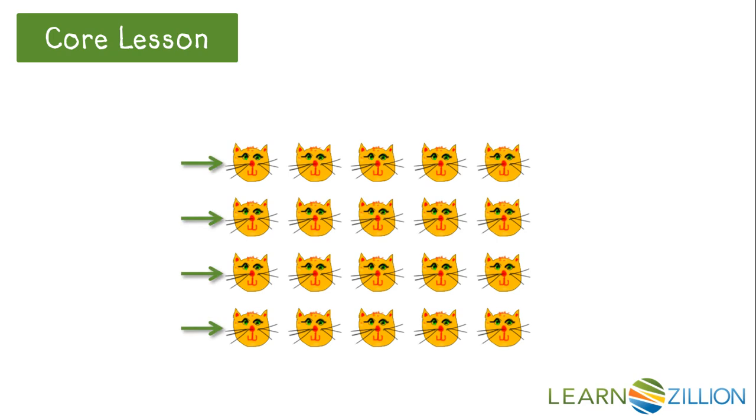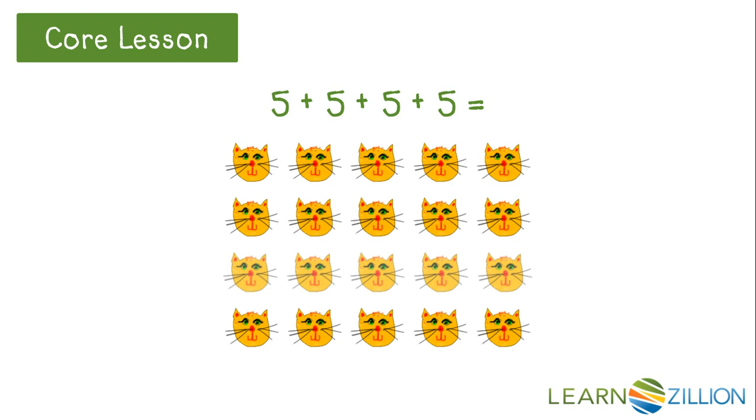We could also count by our rows. There are 4 rows with 5 cats in each row. That would make our equation 5 plus 5 plus 5 plus 5. And we can skip count by 5s to find out our sum. 5, 10, 15, 20. 20 kitties in this array.